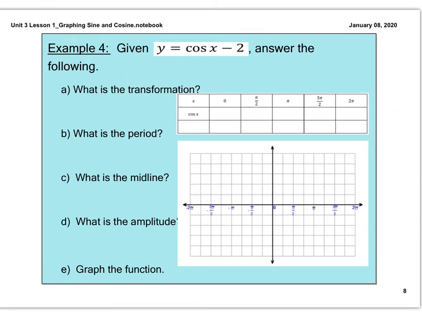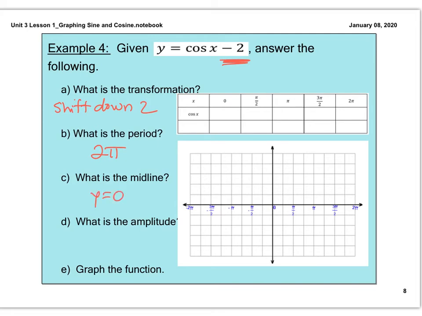So here we can see the cosine function has a -2 behind it. This is in the D spot. This is going to slide your whole function down 2. So it's going to have a shift down 2. It's going to translate it down. The period is still going to be 2 pi. That's the one cycle. And then the midline is still going to be at y equals 0.